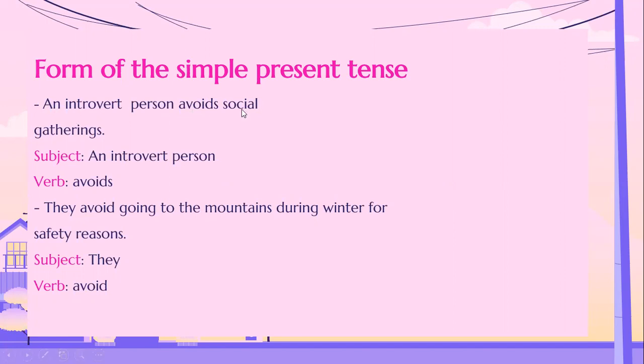So an introvert person avoids social gatherings. The subject is the introvert person, an introvert person. The verb is avoids. He avoids or she avoids. That person, singular subject, avoids, so we added S. In the other example, they avoid, so here avoids, here avoid, no S because it's plural, plural pronoun. So they avoid going to the mountains during winter for safety reasons. The subject is they and the verb is avoid.